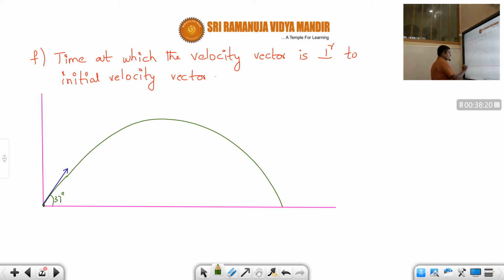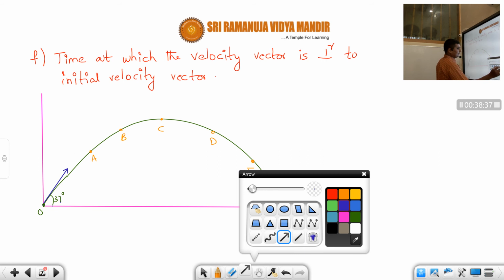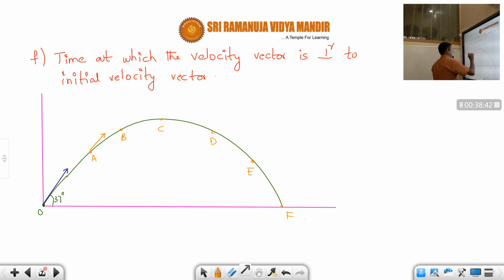Now as the projectile is going like this, let us say it reaches at A, then B, then C, then D, then E, then F, like this as it is going. Now at every point if you observe carefully, students, the velocity vector is along the tangent: this is velocity at A, this is velocity at B, this is velocity at C, then D. So at every point the velocity is changing. Correct or not?